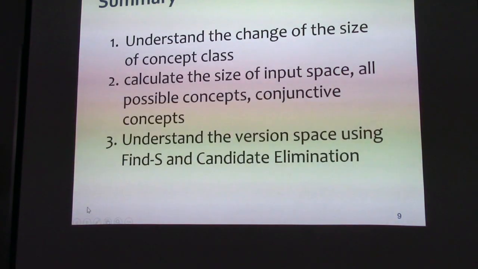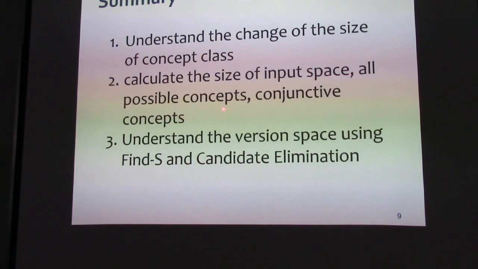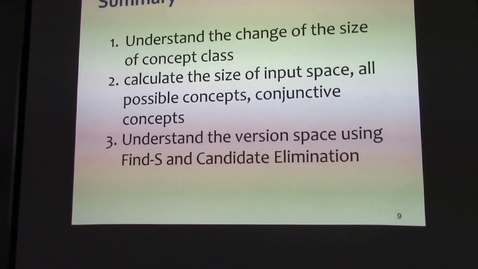Okay, this is the first part of the midterm review. For this part, you need to understand the change of the size of the concept class C, and you also need to know how to calculate the size of the input space, output concepts, and the conjunctive concepts. And you also need to know how to understand the version space, and also know how to use the find-S algorithm and the candidate elimination.